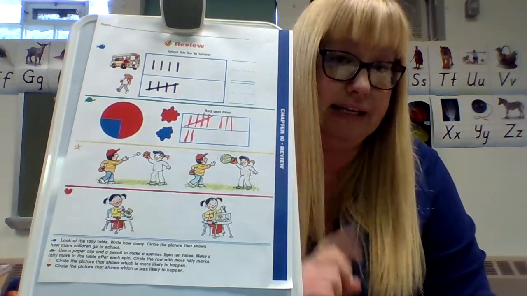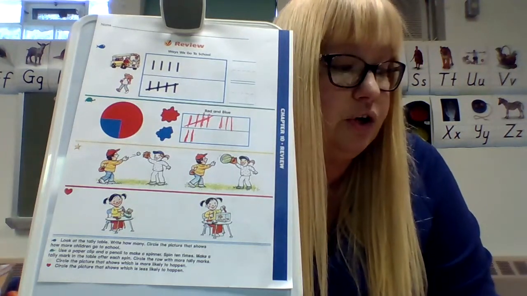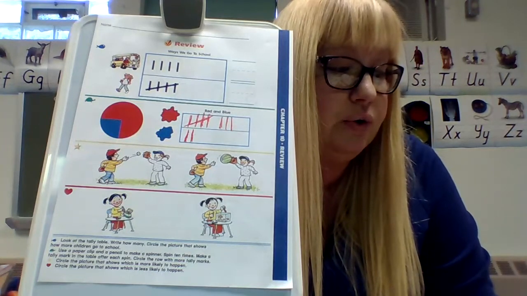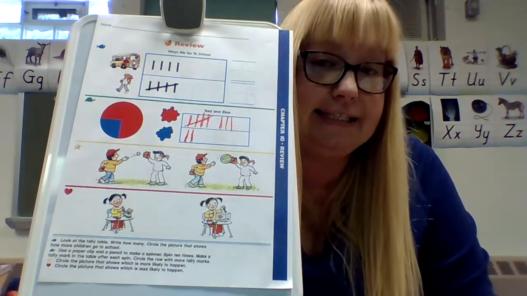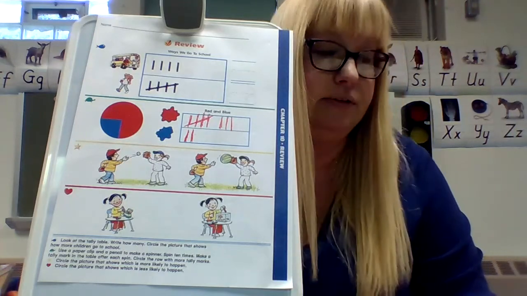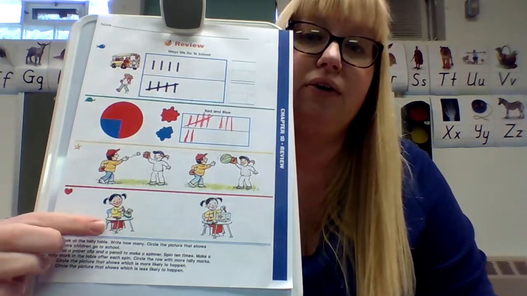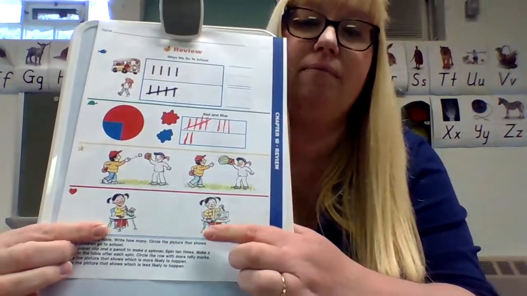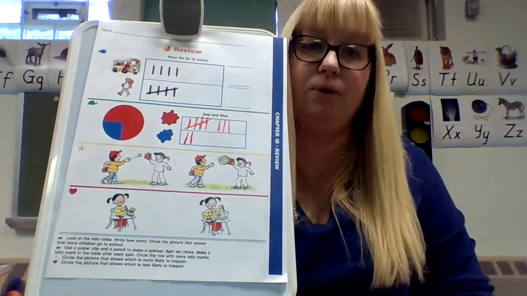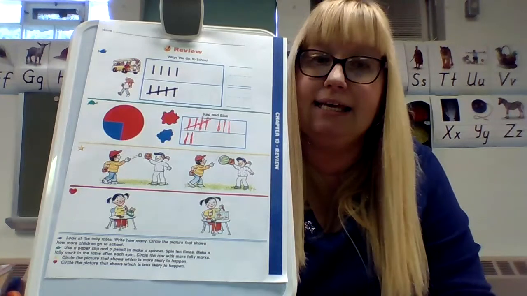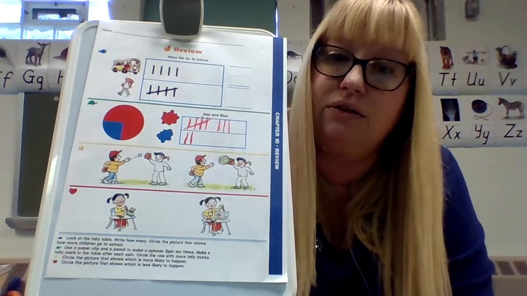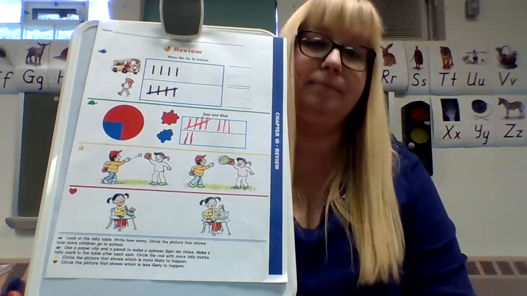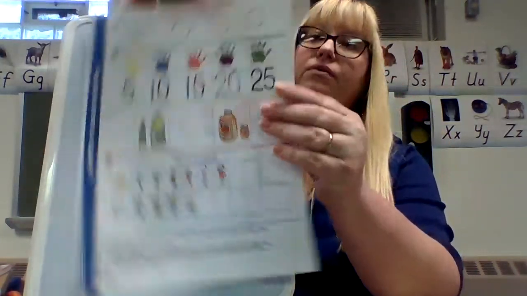Now listen carefully. This is different. Circle the picture that shows which is less likely to happen. So look at your pictures here. The girl putting crayons in a crayon box, or crayons in an aquarium, which is less likely to happen? You're looking for less likely to happen. And circle that picture. All right, turn this over.